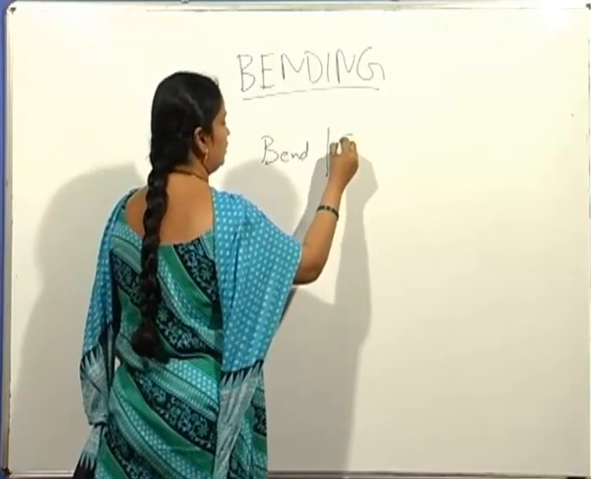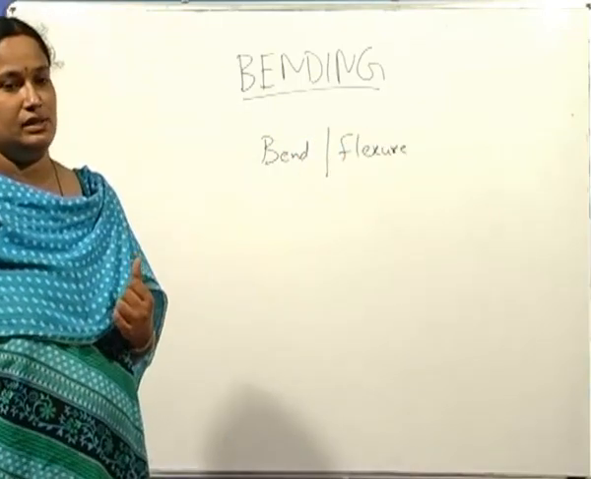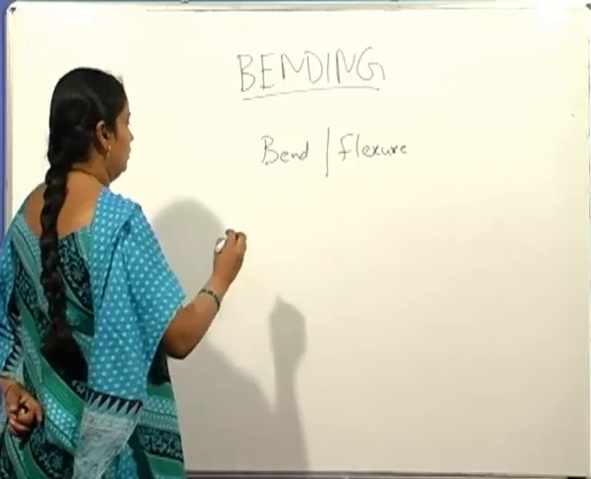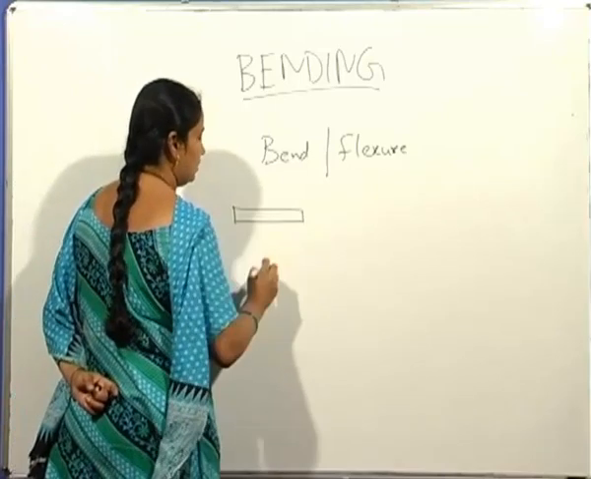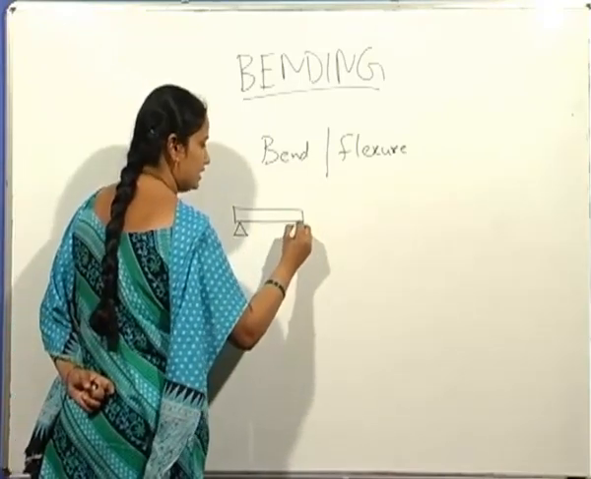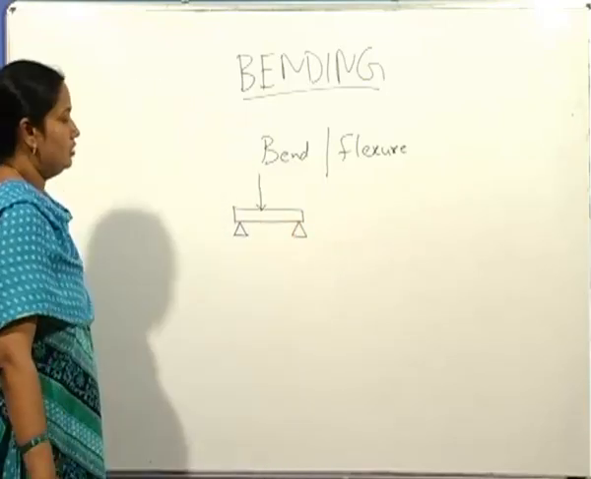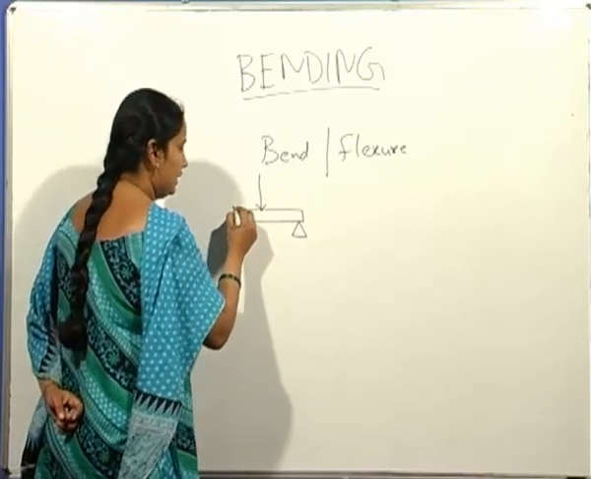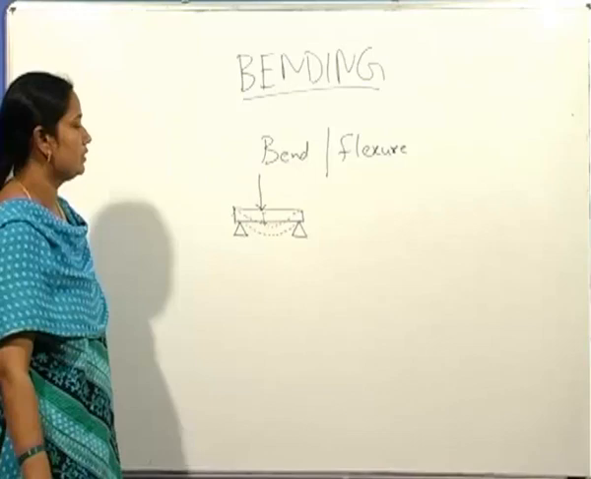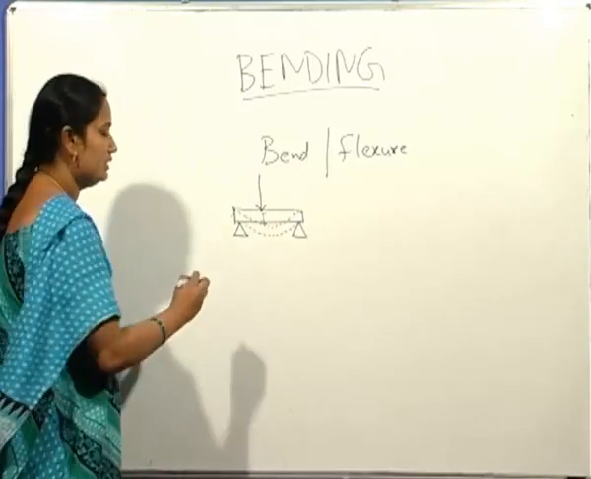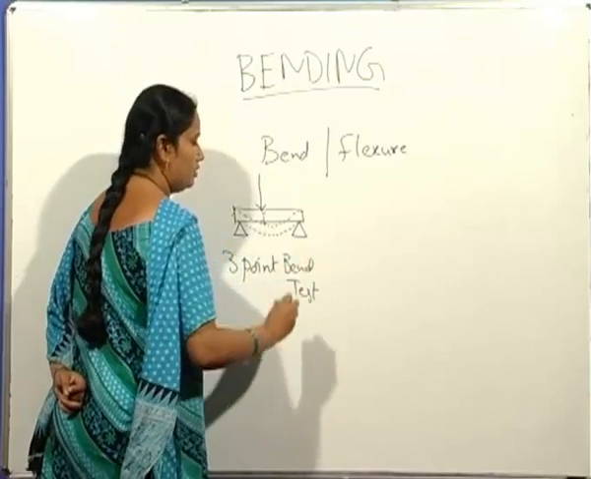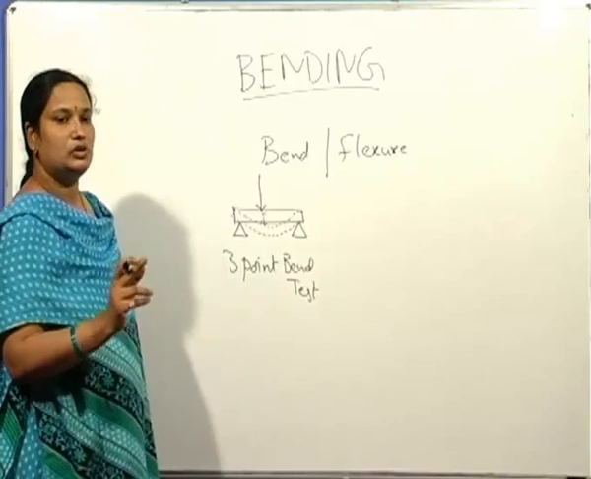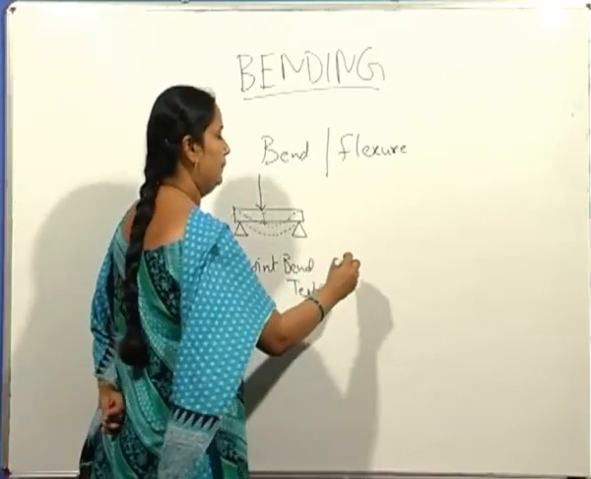So these materials are subjected to the bend test, also known as flexure. A rectangular material is supported at its ends and loaded at one point at the center. So this material is subjected to bending. This is known as the 3-point bend test, whereas if the component is loaded at 2 points, it is called the 4-point bend test.